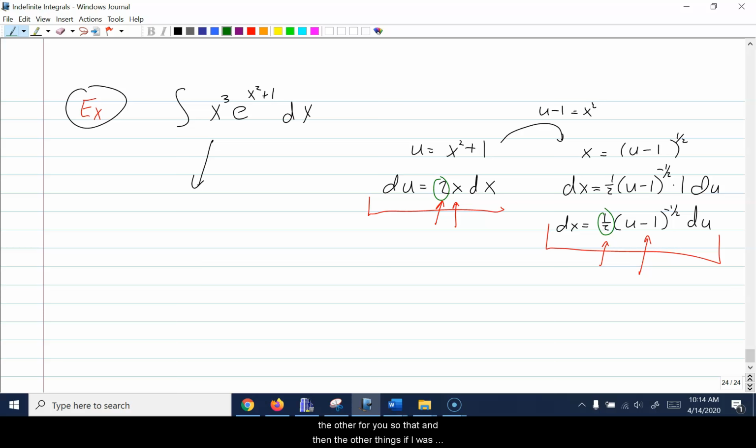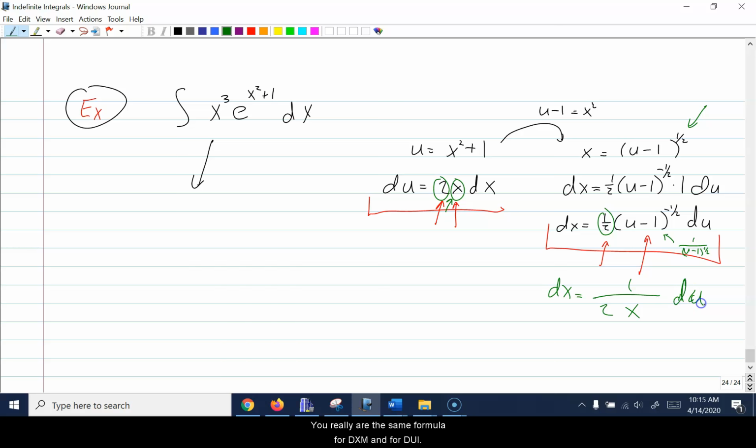And then the other thing to notice is, hey, this is x. If I was writing x in terms of u, what would I write it as? I would write it as this. And then when I divided by it to move it to the other side, the positive exponent would become a negative. So this is saying this is 1/2, and u minus 1 to the negative 1/2 is 1 over u minus 1 to the 1/2, which is 1/x, because that's what x was.